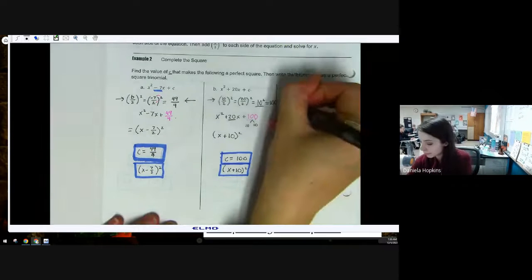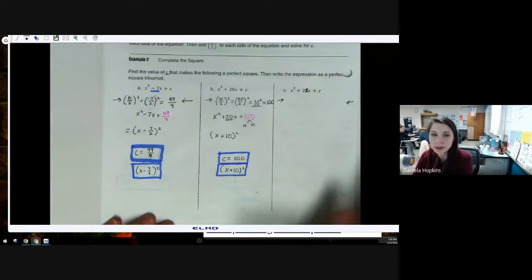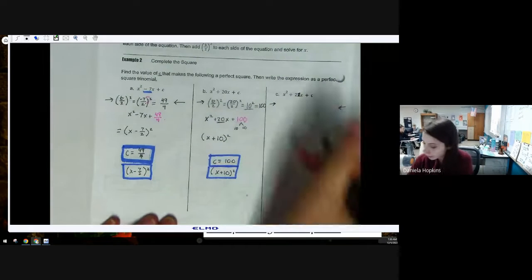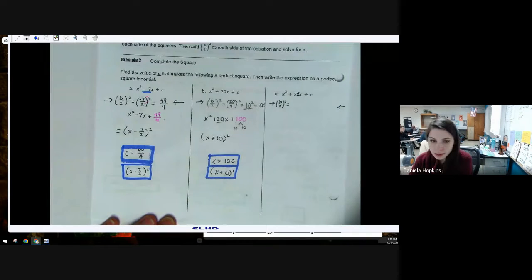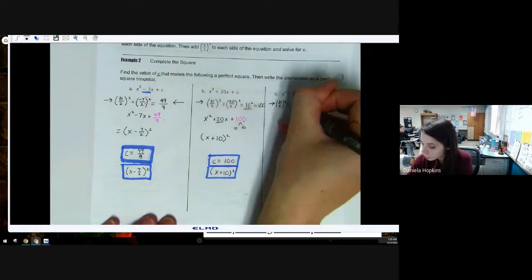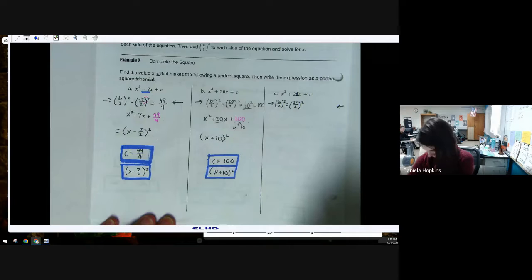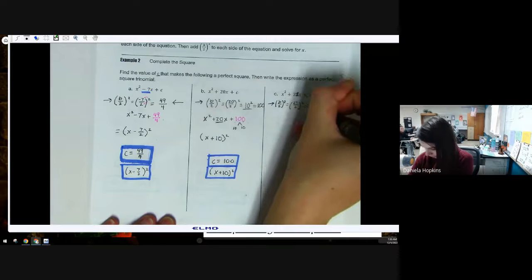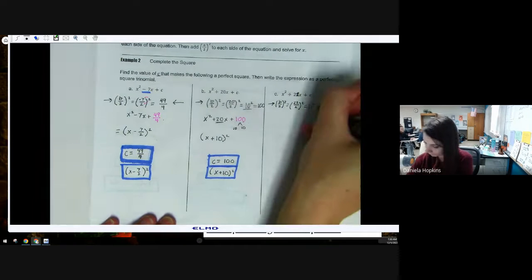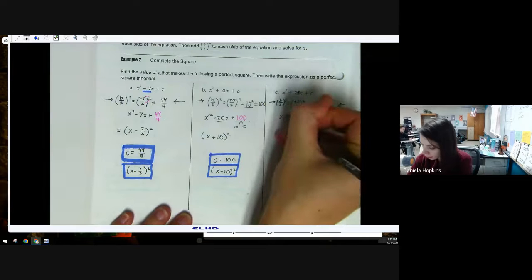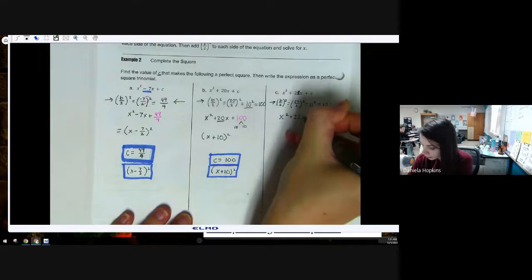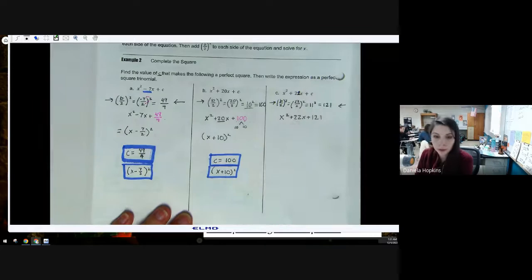Okay, so my first step here, and our first step in completing the square, is that we are going to say, okay, my b over 2 squared, which in this case would be 22 over 2 squared. What is 22 divided by 2? 11. And what's 11 squared? 121. All right, that's my value of C. So then I would make this x squared plus 22x plus 121.